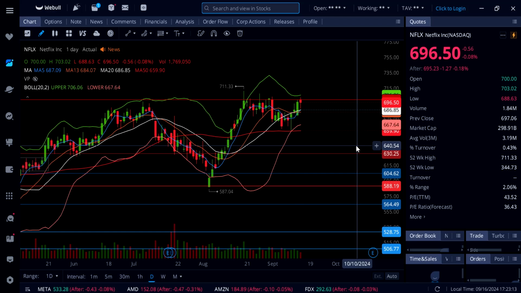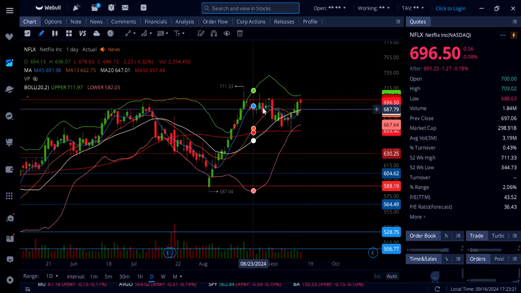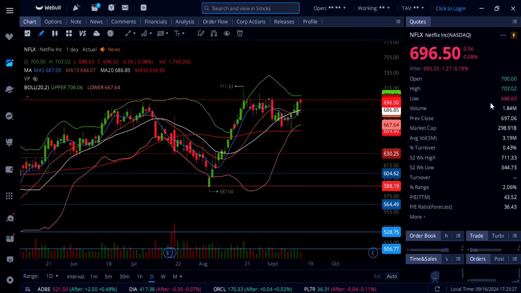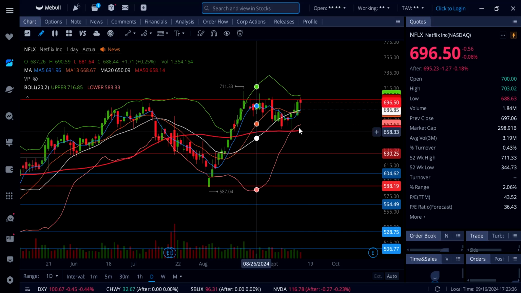So Netflix, another rejection at 700. We got slightly over 700, but then came back down to 688 and pretty much ping-ponging in between the 20-day moving average at 686 and this resistance here at 700. You can see the low for the day was 688, came really close to it, went back up and is trading just slightly under 700. So over 700, there is a breakout. We have seen that many times already, but it's not holding.